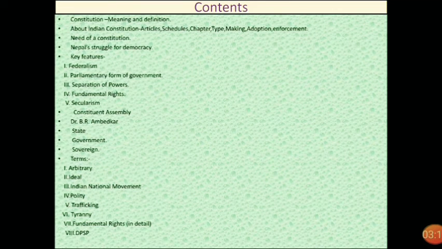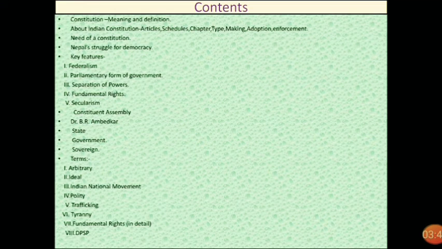Then we have to discuss the concept of state. Confusion will be cleared. What is a state in the real sense? Then what is government, sovereignty, and some terms are there which sometimes create problems. Arbitrary, ideal, Indian national movement, polity, trafficking, tyranny.